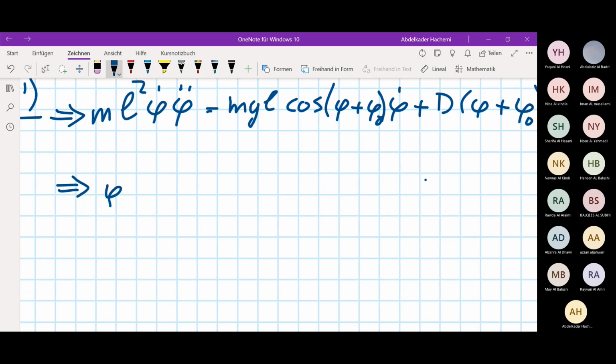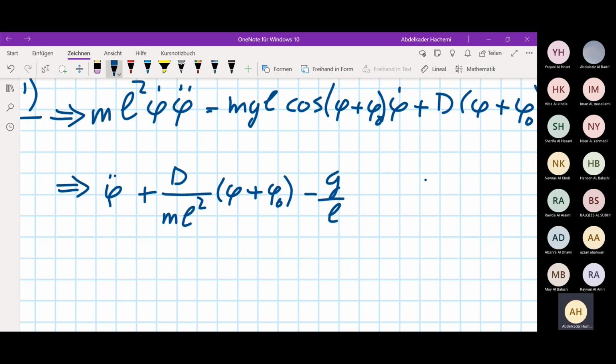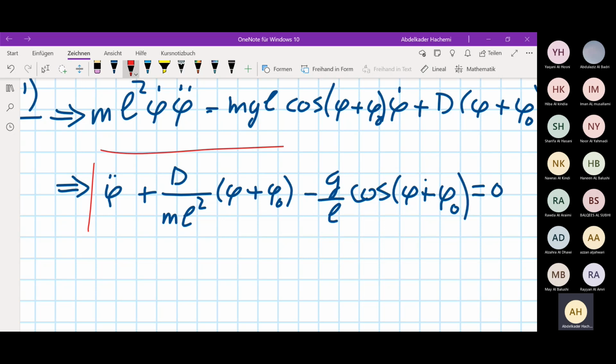Phi double dot plus d divided by m l squared, multiplied by phi plus phi zero, minus g divided by L cosine of phi plus phi zero, and this is equal to 0. Okay, this is our equation.